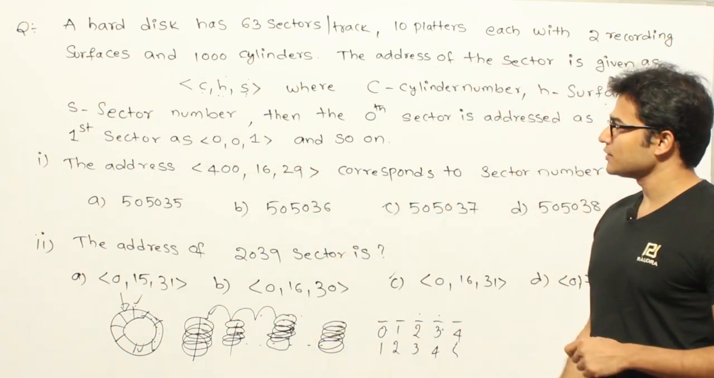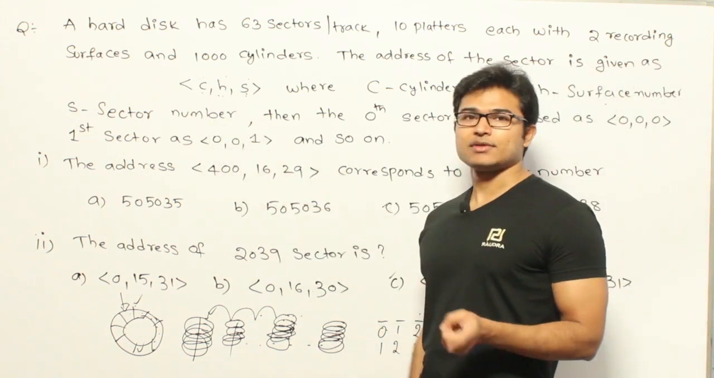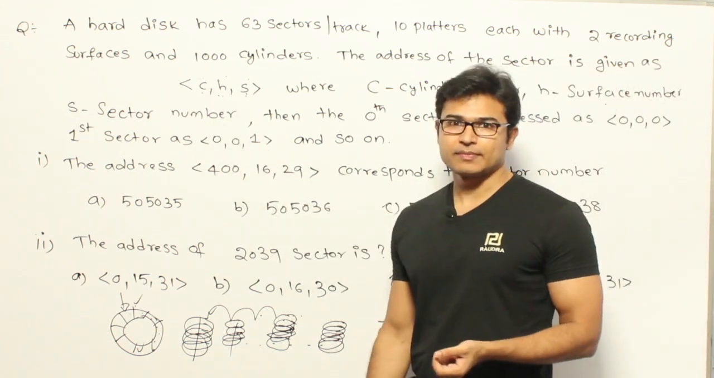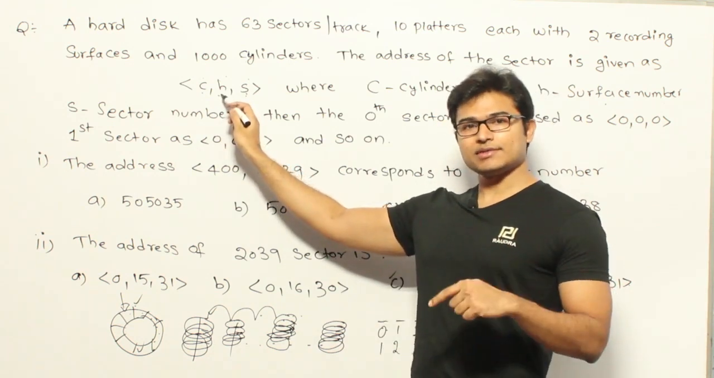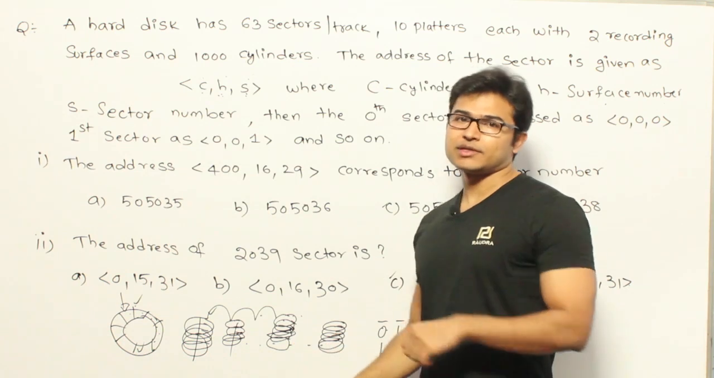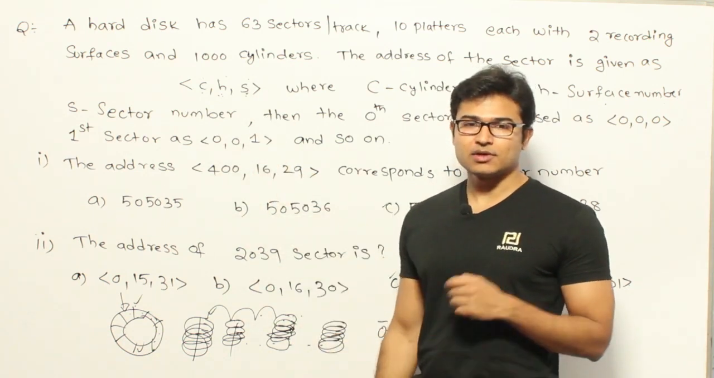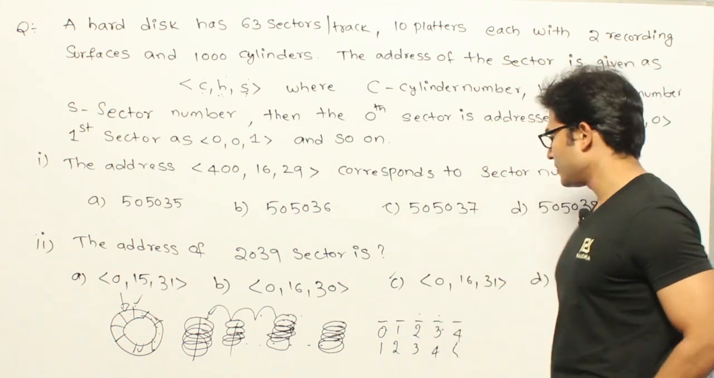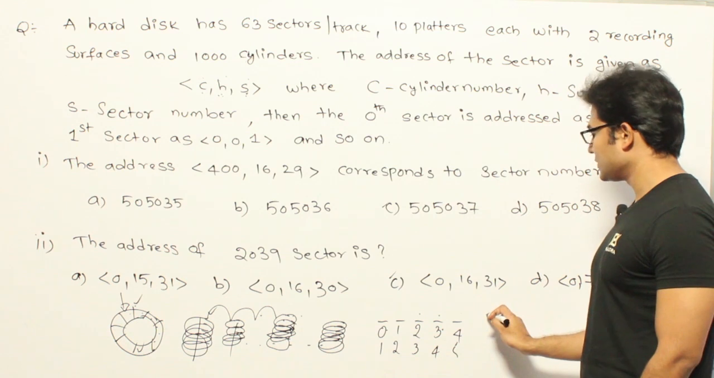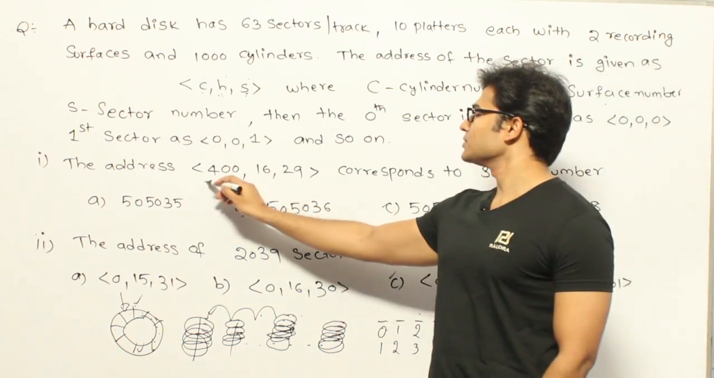Now in order to solve this question, you should understand, if I am crossing C cylinders, how many sectors I will be crossing, and then after crossing C cylinders, if I am crossing H surfaces, how many sectors I am crossing, and then totally these many sectors I cross. Therefore the sector which we are talking about can be obtained by crossing C cylinders. So what is C in this case? Now let's see this one.